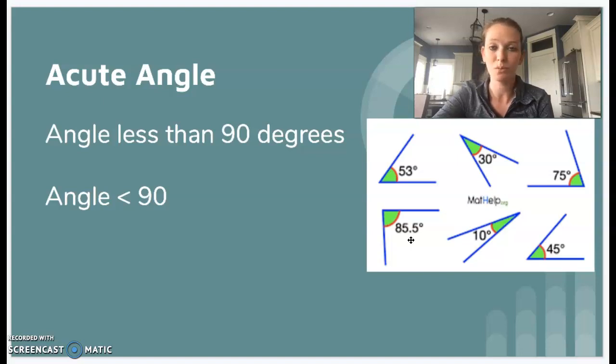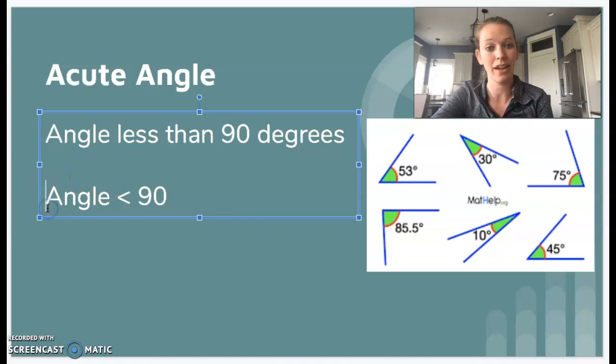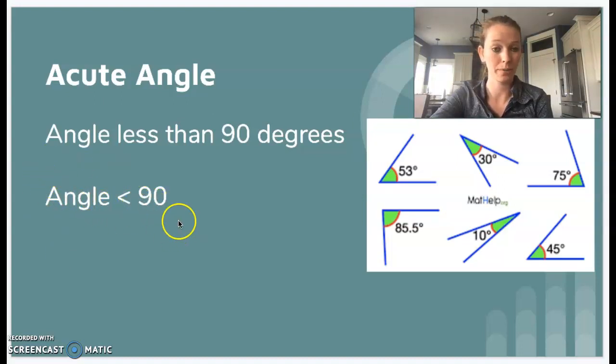And a lot of people say that because little things are cute. And so that's one way to remember it. So we would write it as a sort of math inequality here. So whatever that angle is, so that 53 degrees less than 90 degrees could go here.